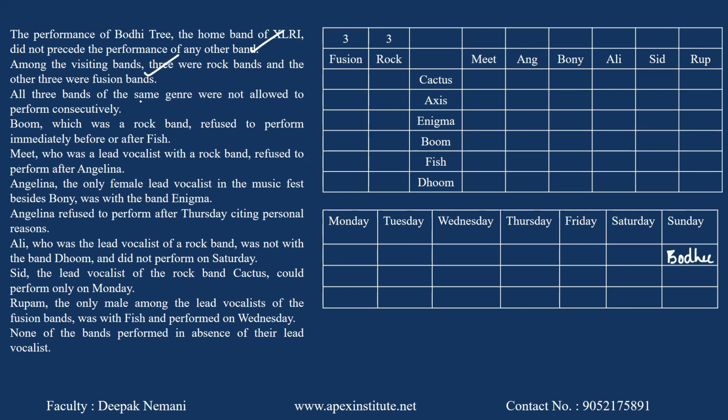Now all 3 bands of the same genre were not allowed to perform consecutively. So you cannot have all the rock bands performing on 3 consecutive days. Same for fusion bands as well. Now Boom, which was a rock band, refused to perform after Angelina. So Boom should be performing before Angelina.